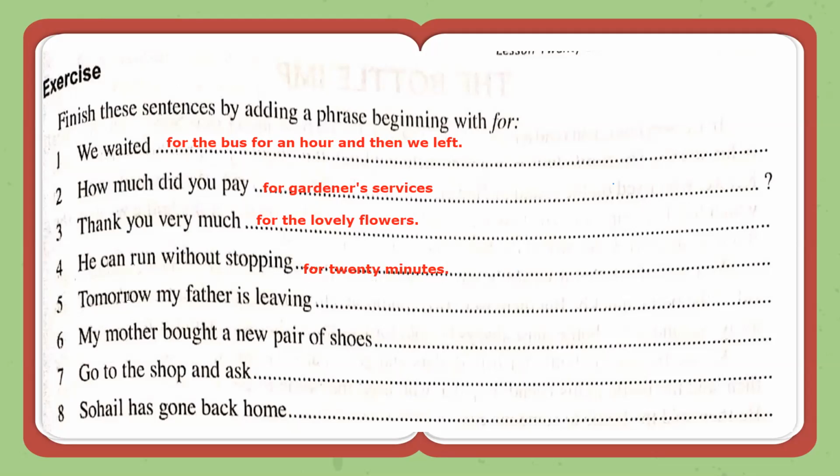Number five, tomorrow my father is leaving. Tomorrow my father is leaving for Riyadh. Riyadh, what for? To attend a seminar, a conference, whatever you can say. But if you want, tomorrow my father is leaving for Riyadh, there is no need to mention the reason. But if you want to add, you can. Tomorrow my father is leaving for Riyadh to attend the seminar.